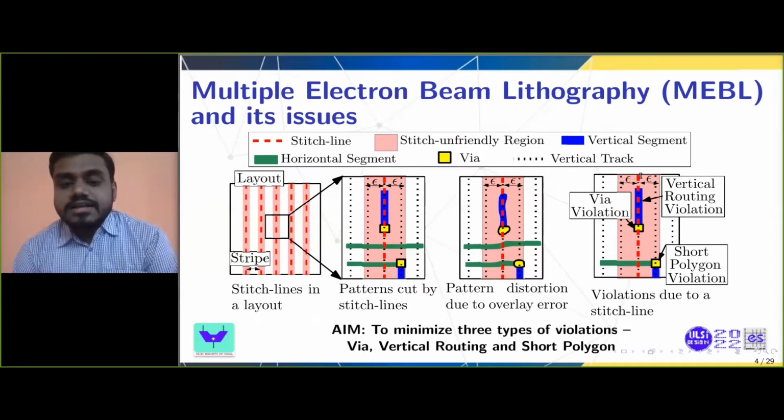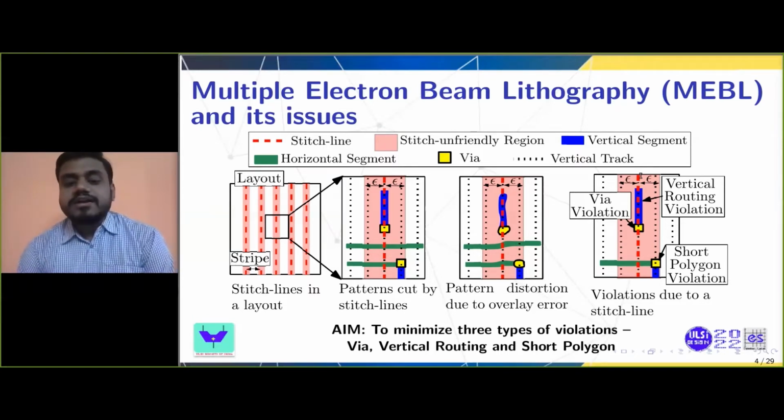As we can see in this figure, severe pattern distortion occurs on vertical segments and vias that are routed on the stitch line. The distortion in the horizontal wire is negligible. The region within the distance epsilon on both sides of the stitch line is called the stitch unfriendly region. If a horizontal wire crosses a stitch line with a landing via in the stitch unfriendly region, then that via also faces the overlay error. These are called short polygons. Hence, these three violations cause pattern distortion.